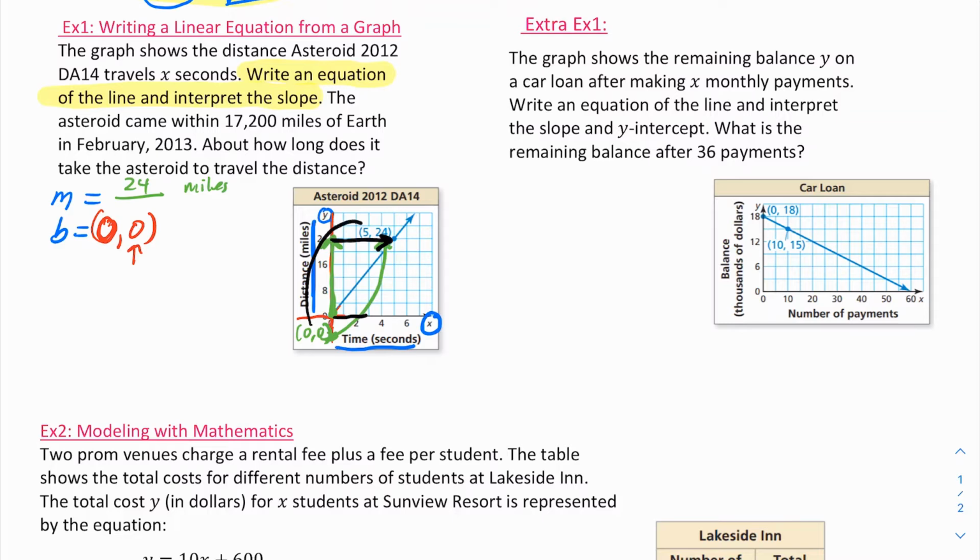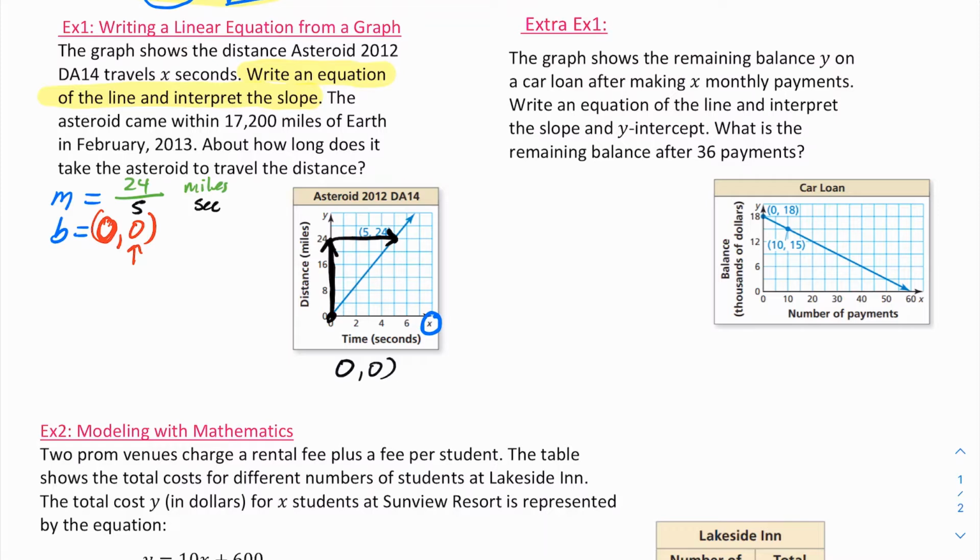I look at it numerically, from there to there, from 0 to 5. So that's 5 seconds. Okay? I know this is a mess here. You're basically going from this point to this point. The rise is 24 and the run is 5. Okay?